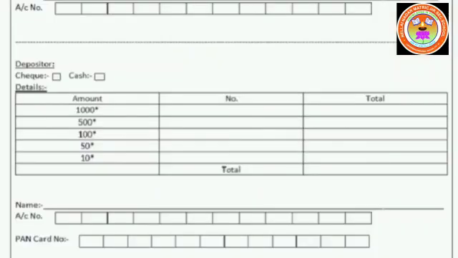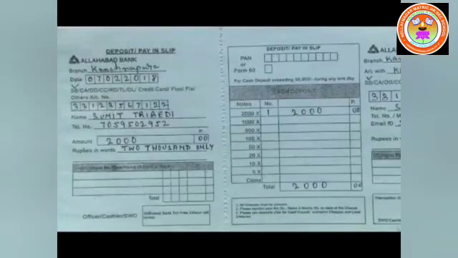Pay-in slip. When cash or check is deposited in bank, a form is to be filled by the customer and submitted to the banker along with cash or check. This is called as pay-in slip or deposit slip. The main part of this will be retained by the bank, and the counterfoil duly stamped and signed by the banker is returned to the customer.